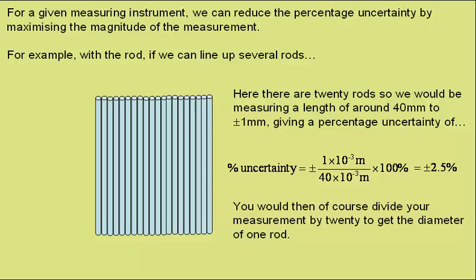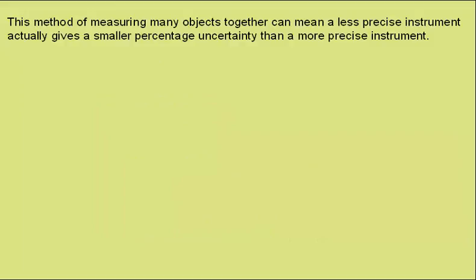You would then of course divide your measurement by 20 to get the diameter of one rod. This method of measuring many objects together can mean a less precise instrument actually gives a smaller percentage uncertainty than a more precise instrument measuring one object.